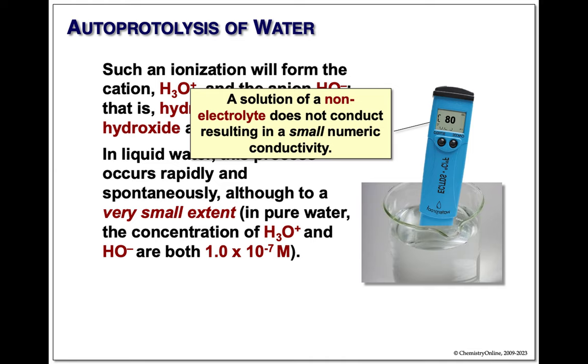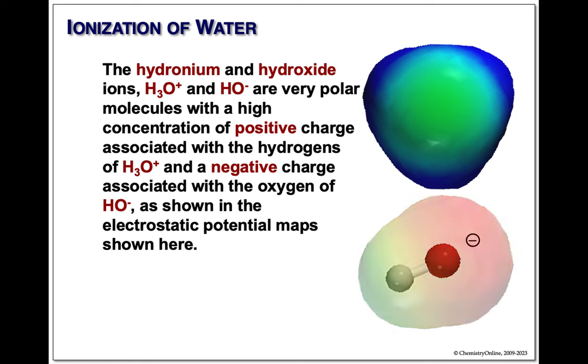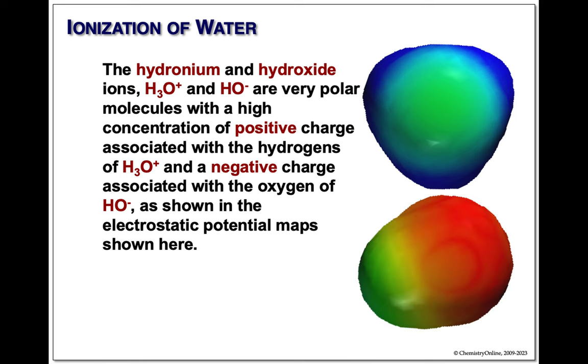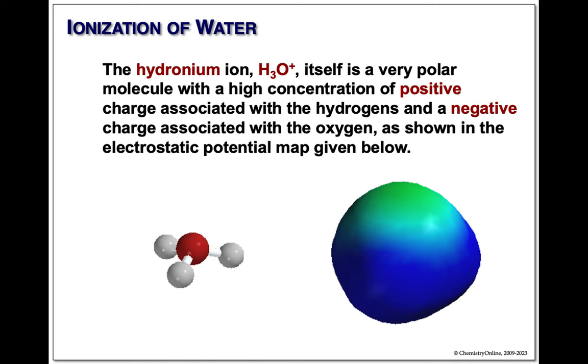Well, once again, let's ask the question, how can water do this? Hydronium looks like this as an electrostatic potential map. This is hydroxide. They are both really highly charged. Let's look at hydronium. This is hydronium from the top, looking down on the oxygen. Instead of bright red, it's pale green. From the side, you can see just how big and blue the bottom is from the positive charge.